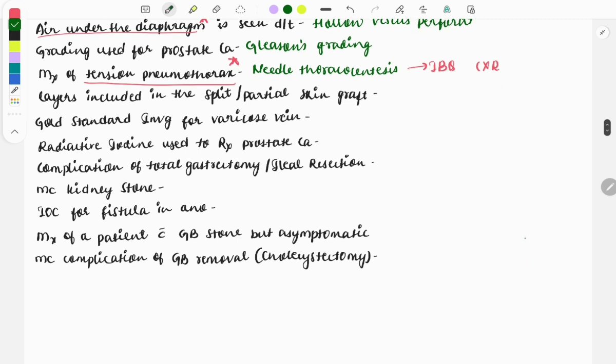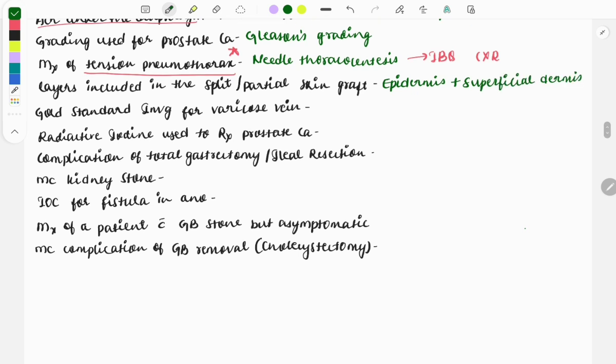The next question, layers included in the split or the partial skin grafting. The answer is the epidermis and the superficial dermis. This question is also asked multiple times, skin grafting, and questions are also asked on the types of the grafting, the allo, the auto. So you need to look for the definition of these also.